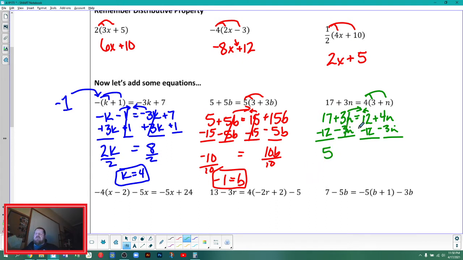I have 5, those cancel, equals 4 minus 3 is 1n. So 5 equals n.